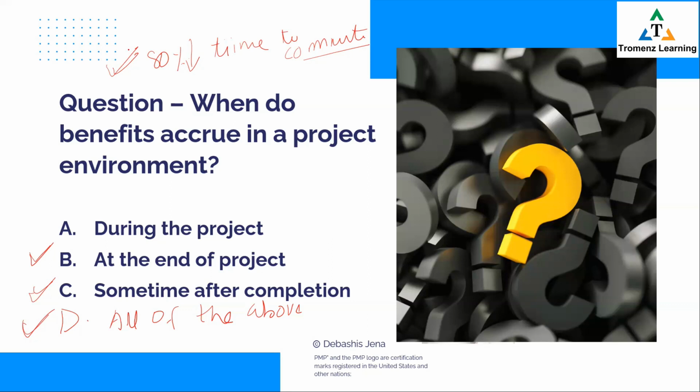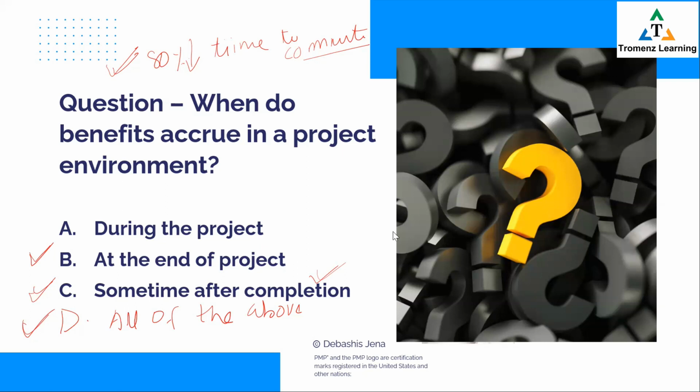Coming to the third one, sometime after completion, why not? In fact, the right answer is all of the above, but if you ask me which is mostly the case out of these options, I would say the third one is more common than options A and B. So, sometime after completion, look at that example. Orders should be processed 30% faster. I said this is the benefit. We're building that new order management system. Now, think about it. When are we going to achieve it?